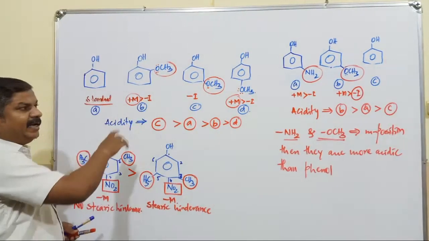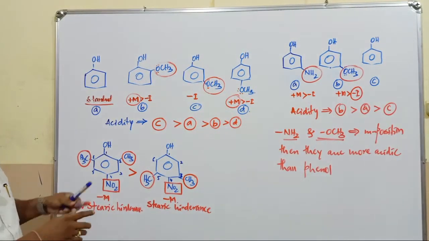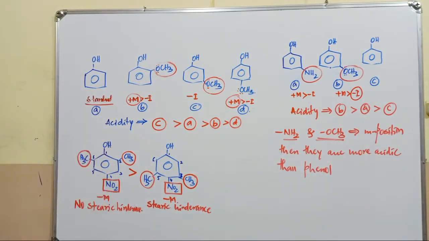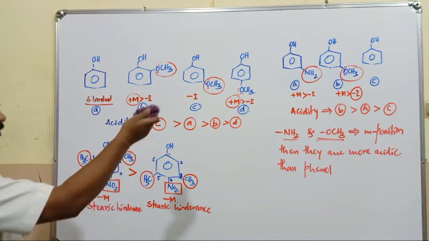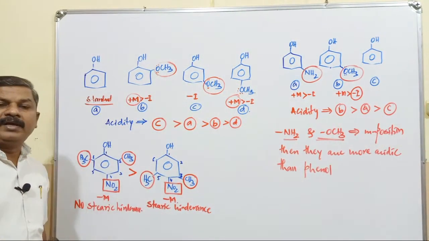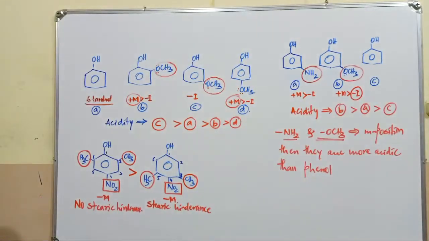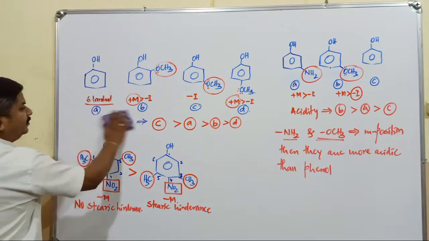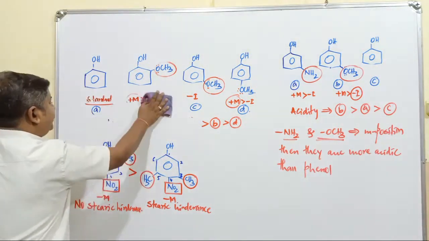I have already explained this in the previous example. So students, this is about the order of acidity of different types of phenolic compounds with different types of substitution, electron releasing as well as electron withdrawing groups.